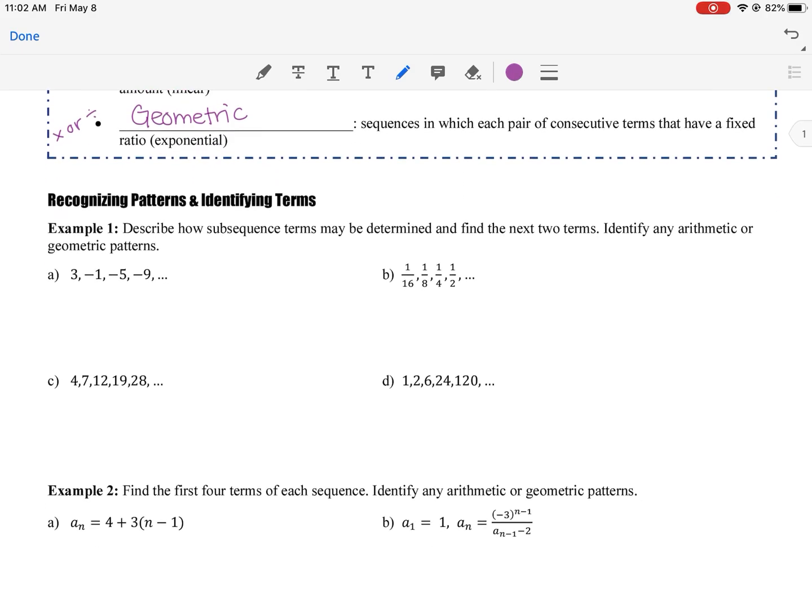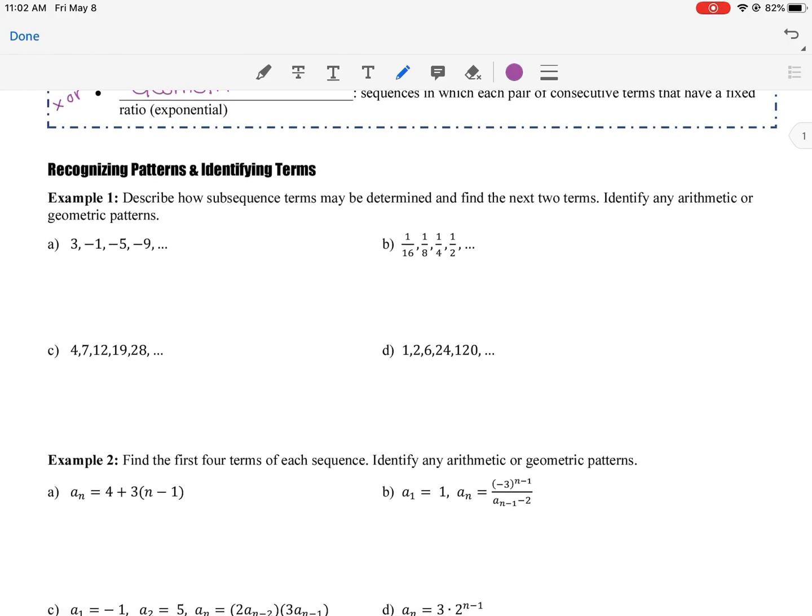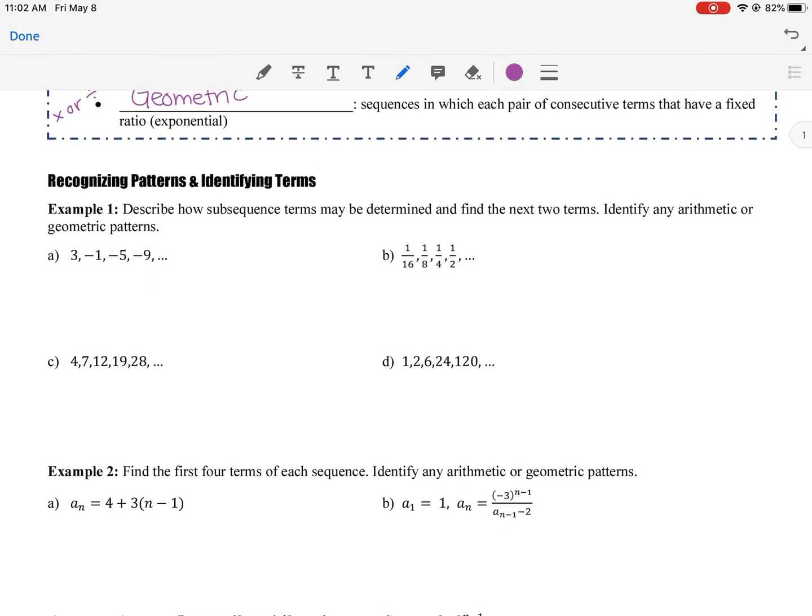So let's just first of all see if we can recognize the pattern. So describe how this sequence term is going to be determined by finding the next two terms and identify the pattern, arithmetic or geometric. So in this case, to go from positive 3 to negative 1 and then negative 1 to negative 5, we are differing by subtracting 4 each time. So the next two numbers would be negative 13 and negative 17. The fact that we're subtracting means that this is arithmetic. And if you're not sure, you can always try doing like negative 1 minus 3, negative 5 minus 1 and see if that is the same.